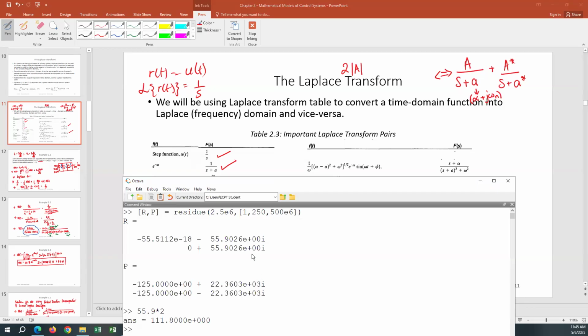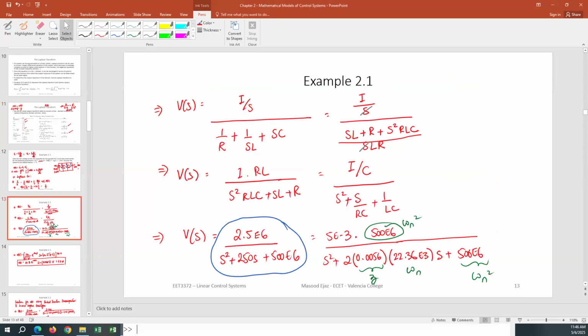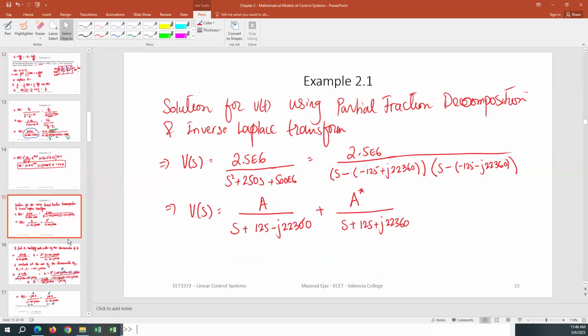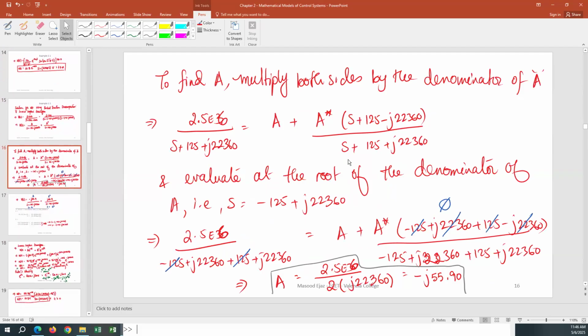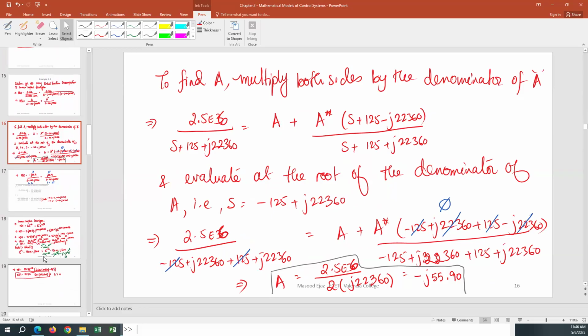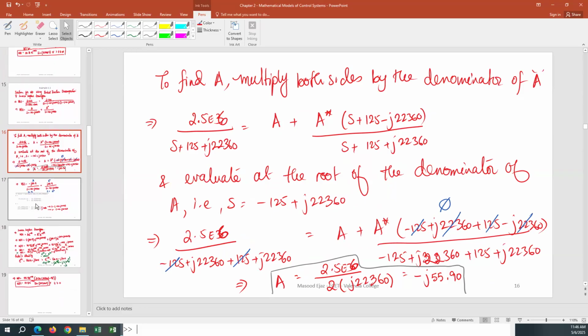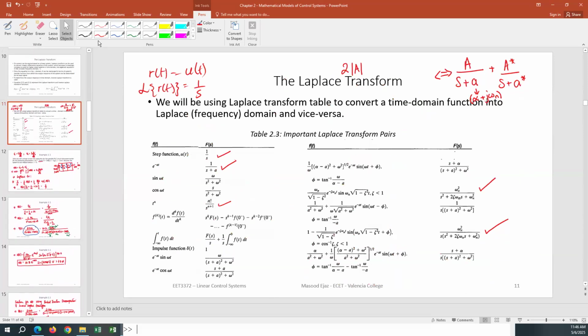Because our alpha was 125. Yeah, here. Alpha was 125 and omega n was 22360. So alpha and j omega n. Let's go back. That's going to be e to the power negative alpha t cosine of omega n t plus the phase of the numerator.